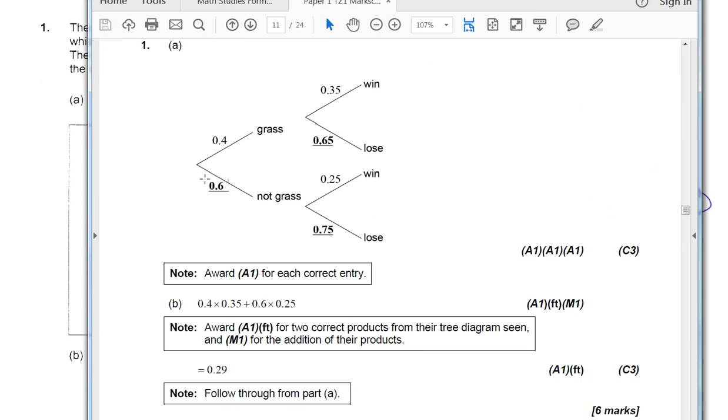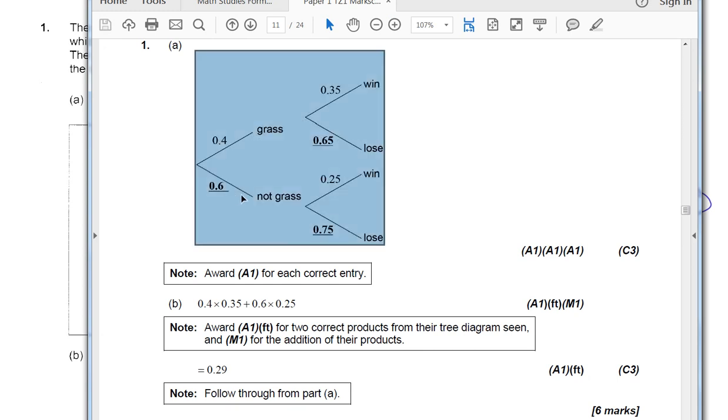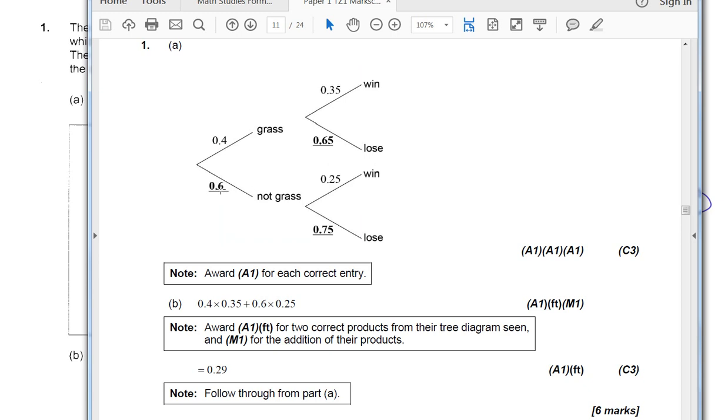Okay, so there's our 0.6. Oops, better not try to write on that. There's our 0.6, our 0.65, and our 0.75. There's 3 points there. Okay, award A1 for each correct entry, so that's 3 points there. And then for the second part, we want to do 0.4 times 0.35 plus 0.6 times 0.25. Okay, and that's what we did. That was our 0.14 and our 0.15, right?